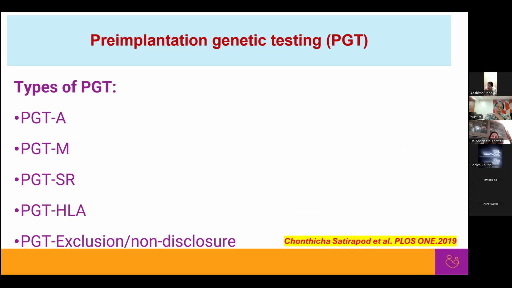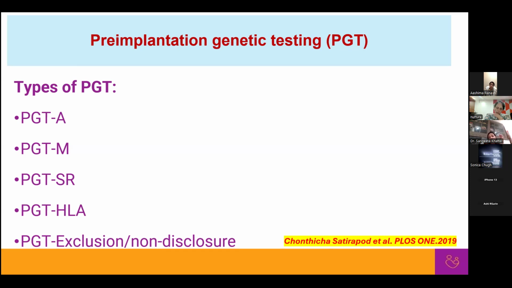PGT exclusion, or non-disclosure, is another category of PGT, where one of the partners' family has adult-onset neurodegenerative disorders, and the most common one is Huntington disease, where the partner does not have any symptoms at present because that is late age onset, and they want their children to be free of this disorder, but they don't want to know their status at present.